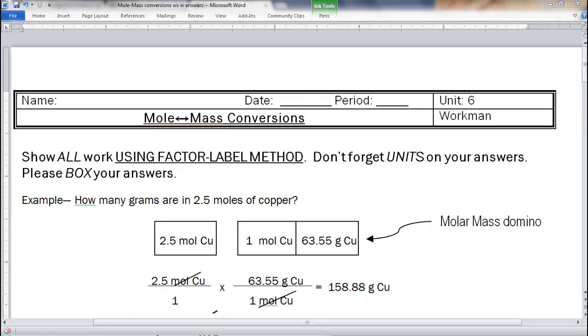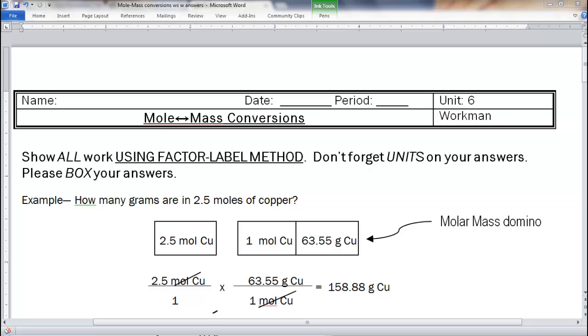This is Mr. Workman, and I'm going to show you how to go through converting between the number of moles of a substance and its mass, as well as the reverse. If you have the mass of a substance, figuring out how many moles that would be. What's also implied in figuring out how to do this is figuring out the molar mass of compounds, and that will be demonstrated in some of the problems here.